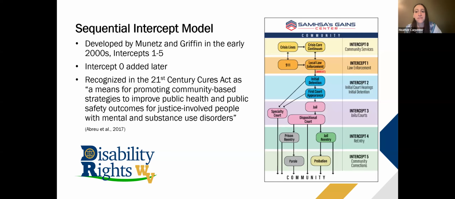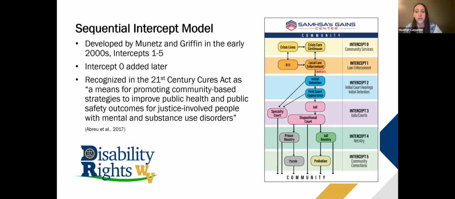Okay, so here we have a nice little graphic, and it explains a little bit about what each intercept is all about. It originally started with intercepts 1 through 5, and intercept 0 was later added to focus on that prevention aspect rather than waiting until after someone comes into contact with law enforcement. So there are 6 intercepts overall. Looking at intercept 0, we have community services, and like I just said, that's more of that preventative aspect, like crisis lines and stuff like that.